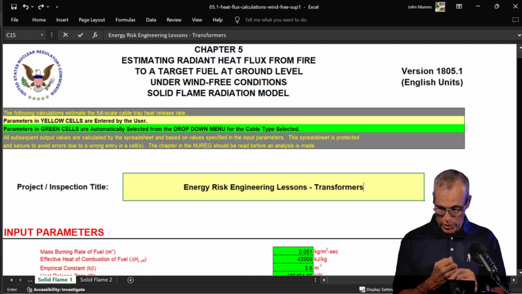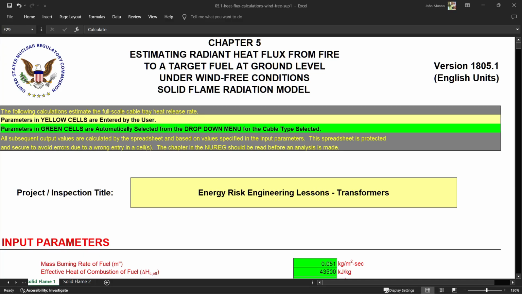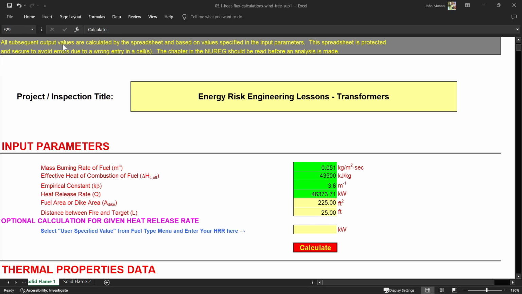Let's get into the spreadsheets and let's see. Let me get you upper left. Can you tell? You probably can't. That is a cool way to do it. Let me get the mouse over and you can see. All right. The input parameters that they will be looking for, mass burning rate. See, we don't need to worry about any of that.